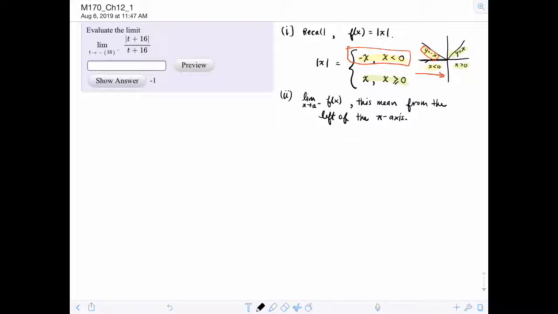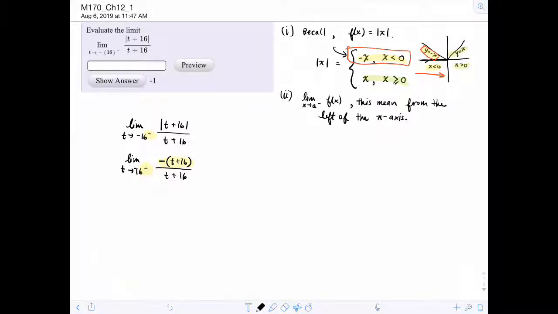So let's rewrite now the limit as t approaches -16 from the left of the absolute value of (t plus 16) over (t plus 16). Let's rewrite this, applying the left part of the absolute value, which is going to end up being negative of (t plus 16) over (t plus 16). So I took off the absolute values because I used the information of, oh, this is going to be the negative of that function.